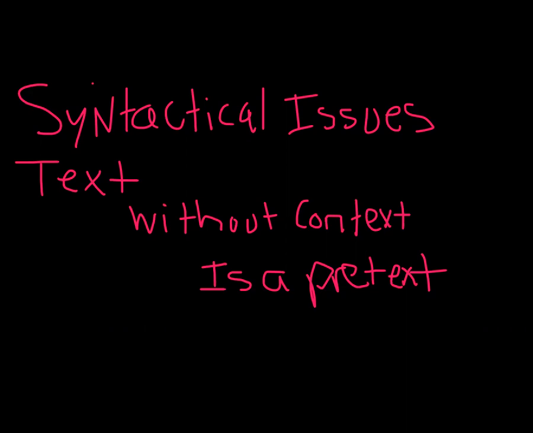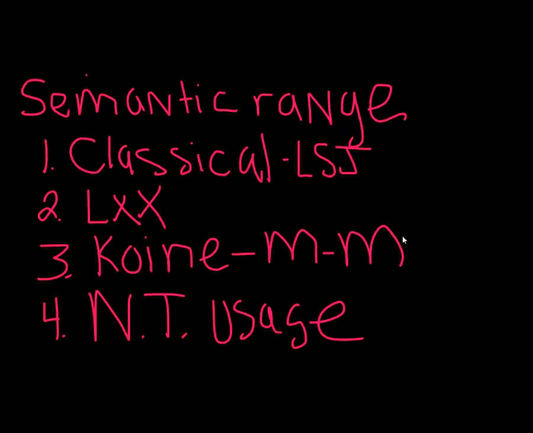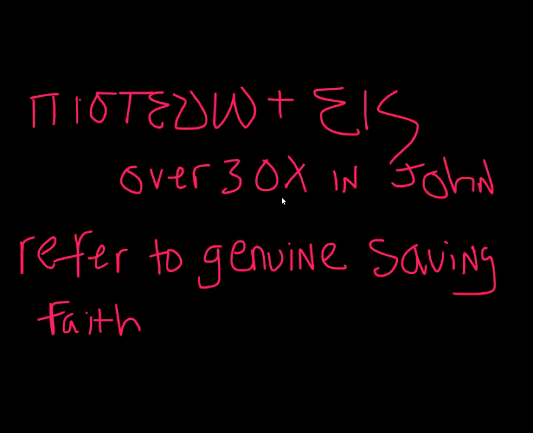But as we're beginning this, we need to keep in mind that a text without a context is a pretext. So what's more important than a word study is how these words are functioning in the sentence or in the paragraph or whatever context we're talking about. So here's a reminder of the process. I'm not going to just reiterate it, but you go from classical to Septuagint to Koine, Papyri to New Testament usage. The section that we're in right now is dealing with New Testament usage.